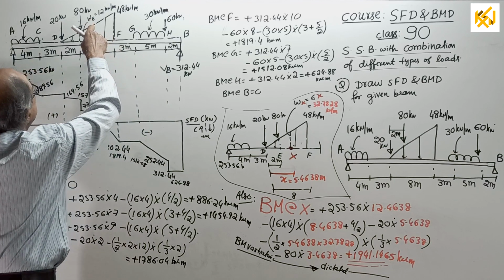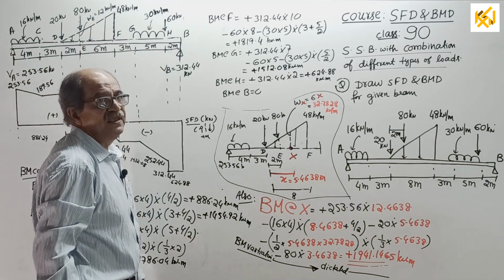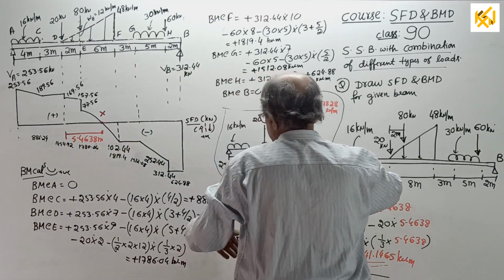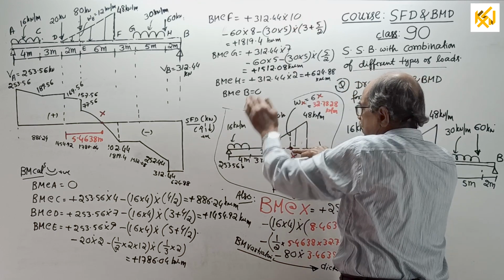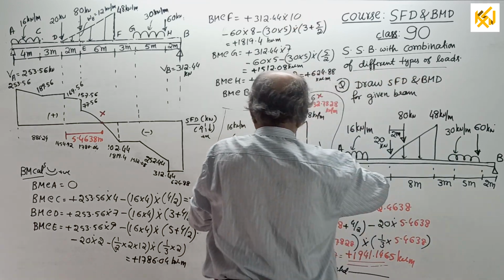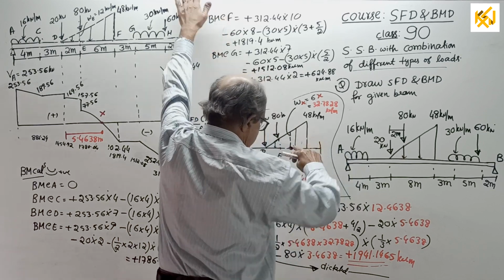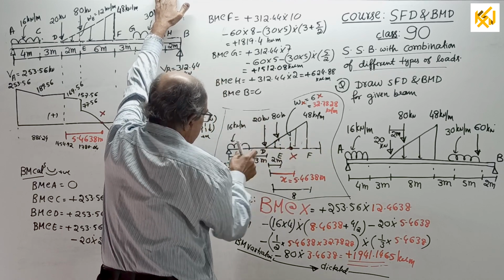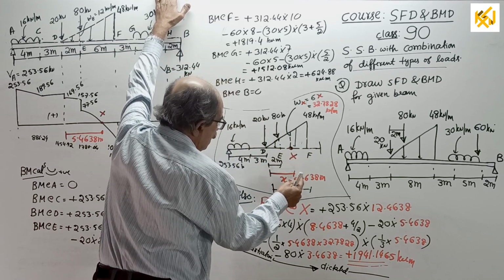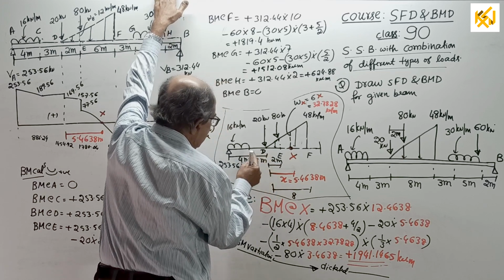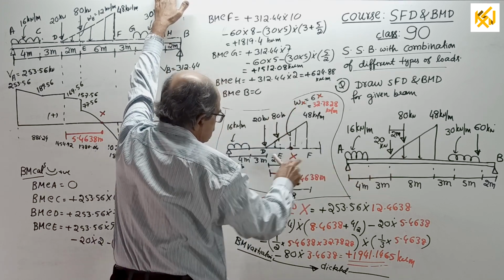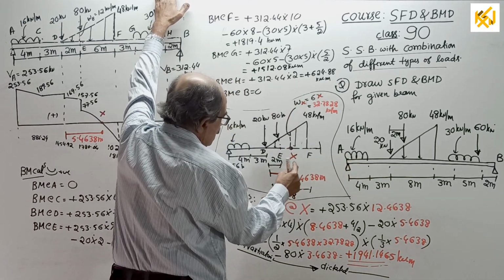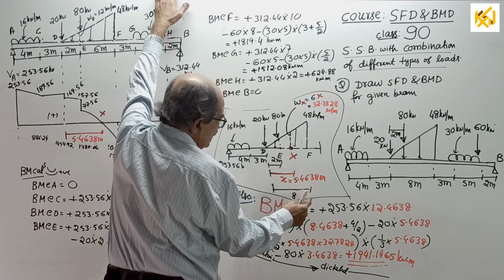Lastly, BM at this point, that is X point, where SF is 0, that is going to be the maximum BM. Refer to this sketch. Plus 253.56 into 4 plus 3, 7 plus another 5.4638 is 12.4638, minus 16 into 4, the total load, into 5.4638 plus 3 plus half of 4, minus 20 into 5.4638, minus 80 into 5.4638 minus 2, which is 3.4638.